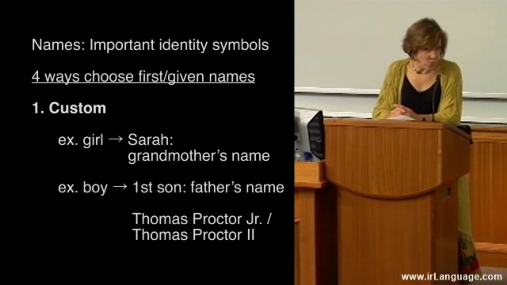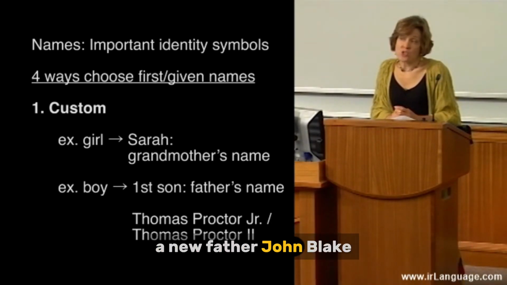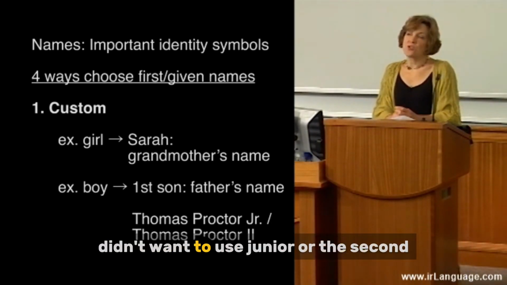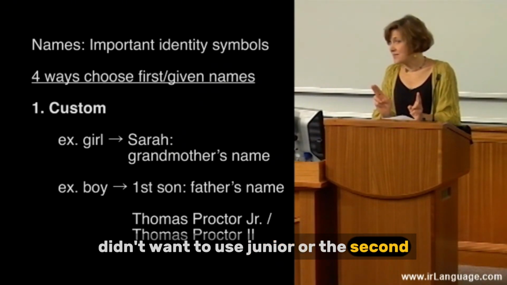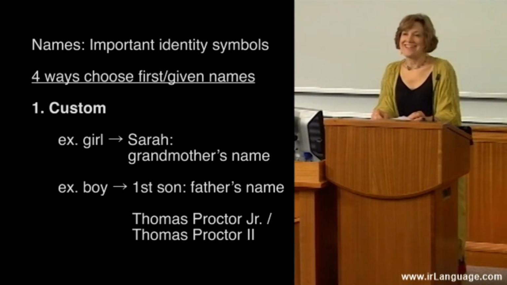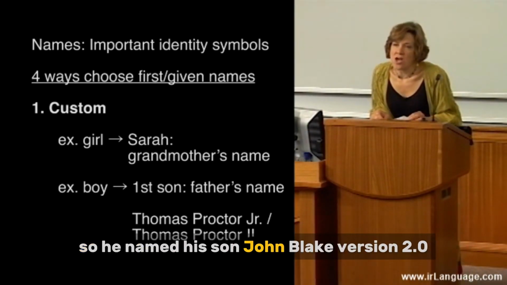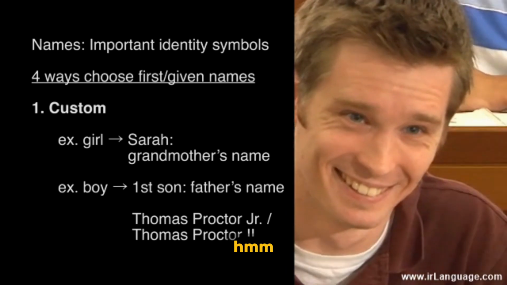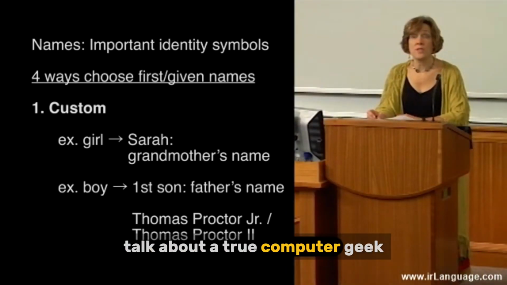I read a funny variation on this. In 2004, a new father, John Blake, didn't want to use Junior or the second. He was a software engineer, so he named his son John Blake version 2.0. Talk about a true computer geek.